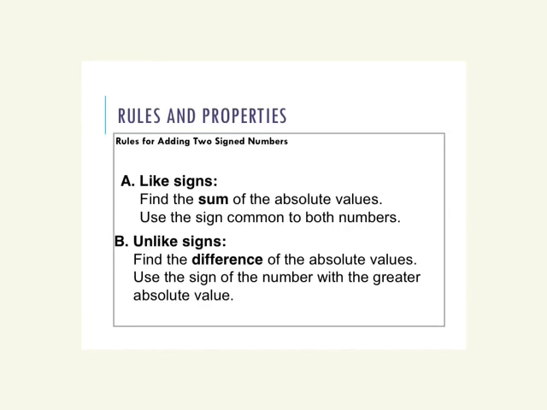If the signs are different, or in other words unlike signs, what you do is you find the difference of the absolute values. You use the sign of the number with the greater absolute value. So the way we explain that with different signs is if you have different signs, you subtract the two numbers and then take the sign of the bigger number. So if the signs are different, subtract, take the sign of the bigger number.